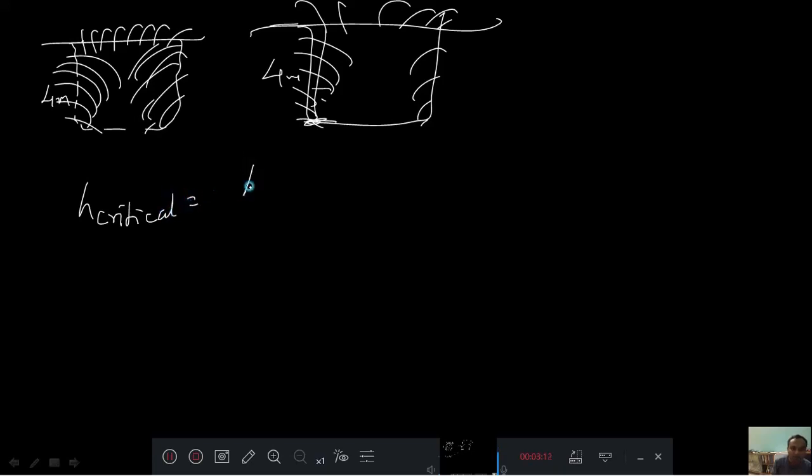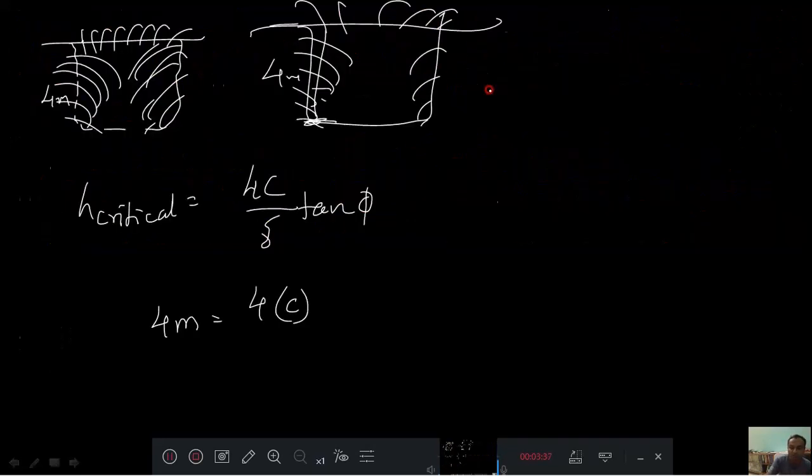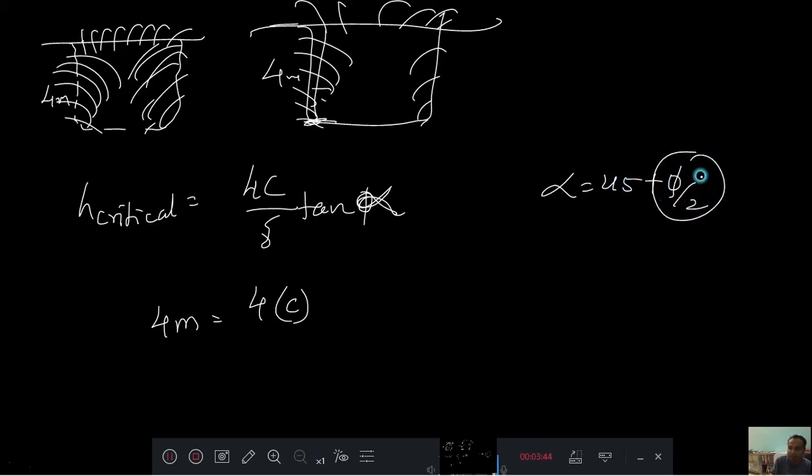H critical, that formula is 4C by gamma into tan alpha. Now this is 4 meter they have given. C is how much? Don't know. C is unknown, because they are asking us to calculate cohesion only. They said that angle of internal friction is 0. Alpha equal to 45 plus phi by 2, and this is 0, therefore alpha equal to 45.